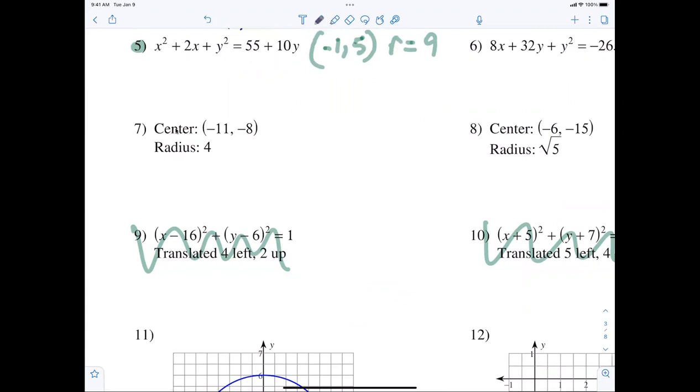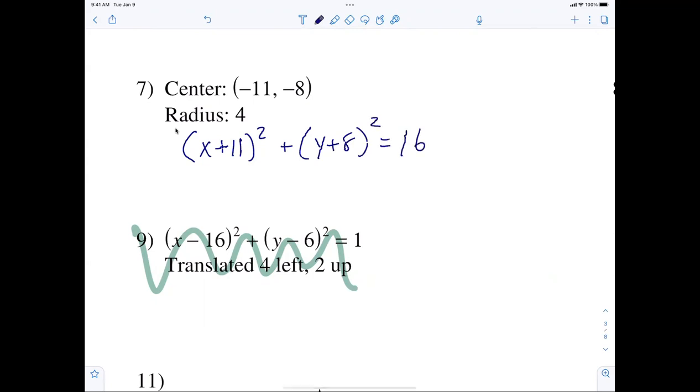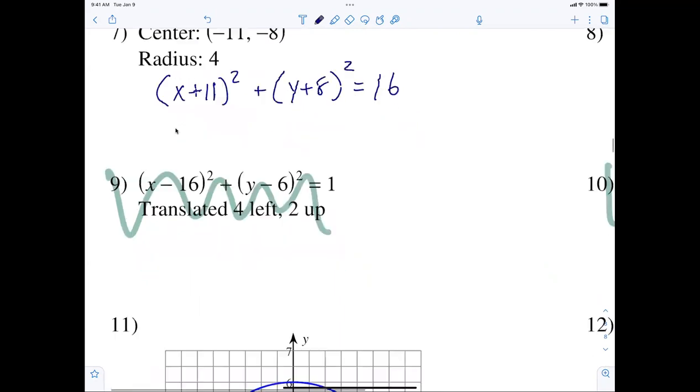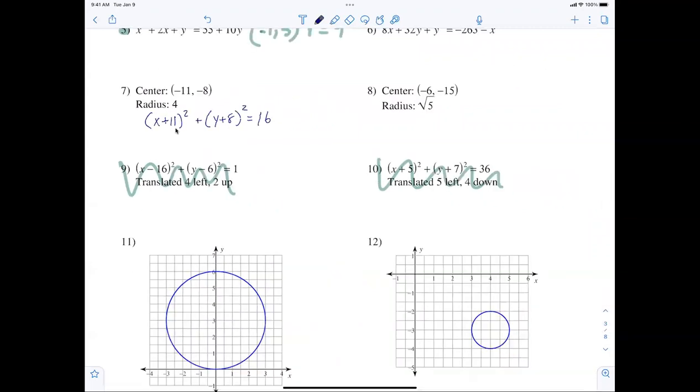So for question number 7, if we put that in standard form, that would just be parentheses, what? (x plus 11) squared equals what? Come on, that's simple. Equals 16. Anybody have any questions with that? So cross out again, like I said, 9 and 10. I'm not really a big fan of the translations right now. That's generally when you take algebra 2.